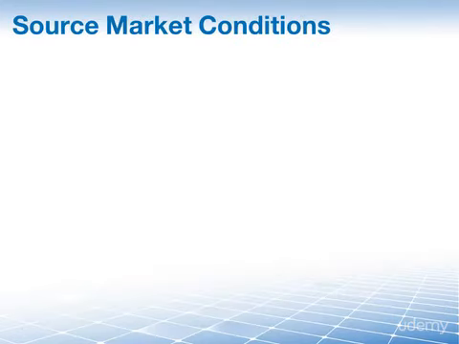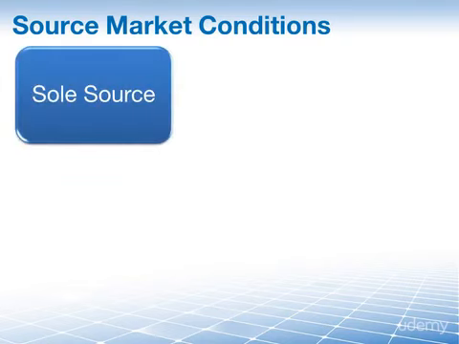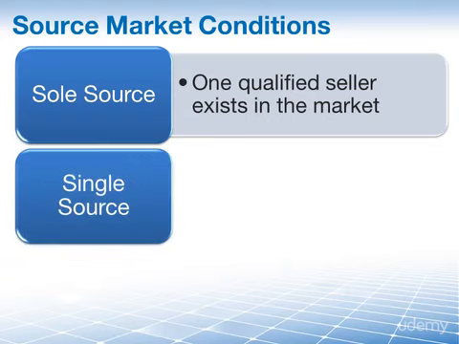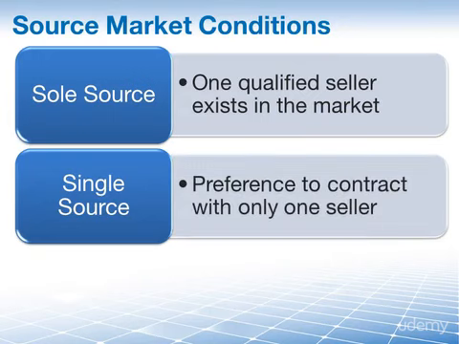The next question we want to answer is, from whom are you going to buy your product, service or result? We call this the source. And there are 3 main types of market conditions as it pertains to sellers or sources that you need to be aware of. There is the sole source. That refers to a market condition in which only one qualified seller exists for a specific product. Then we have the single source. This refers to a market condition in which the company prefers to contract with only one seller. This is also called a preferred seller.